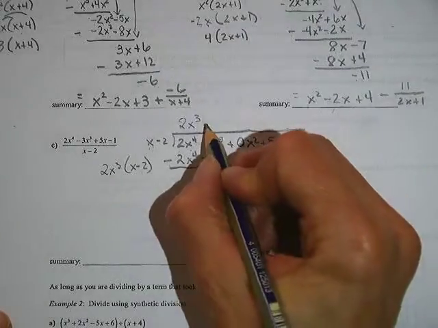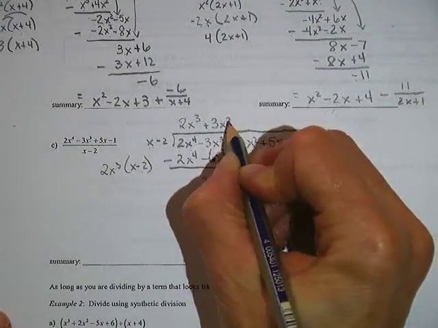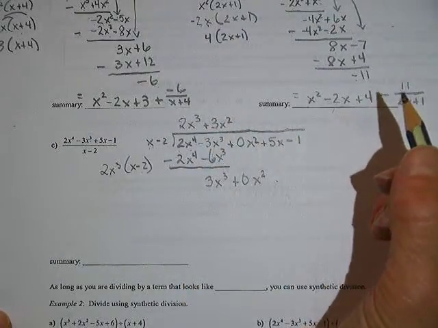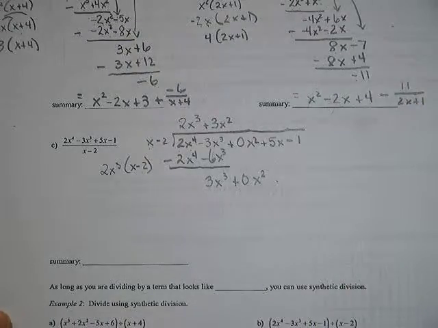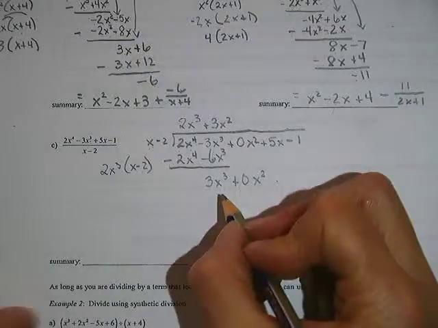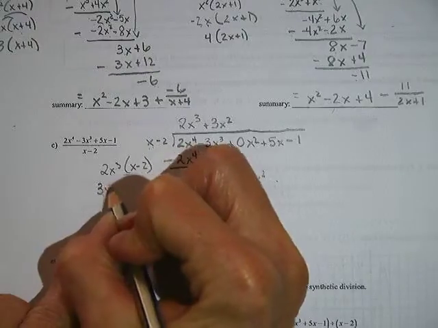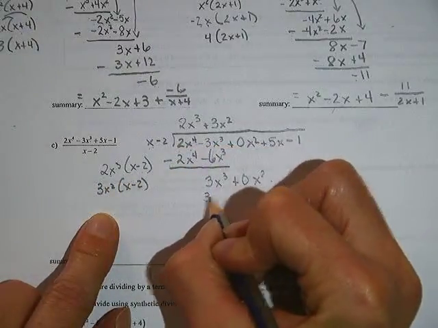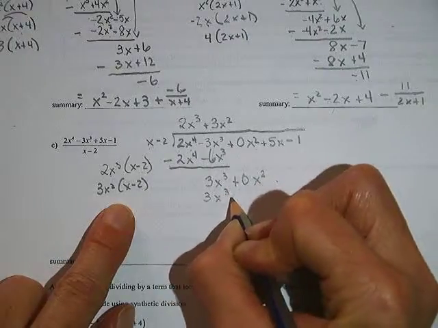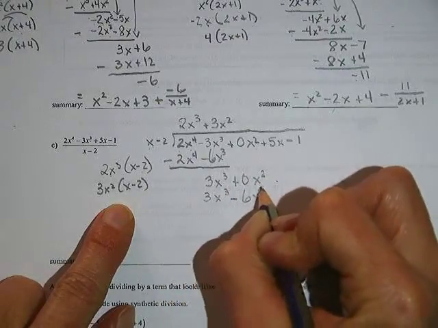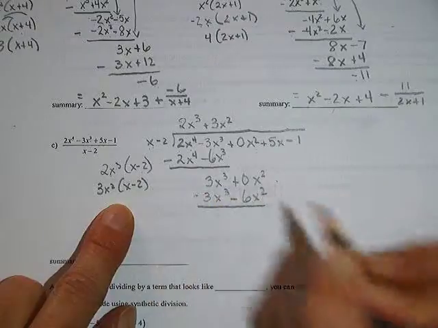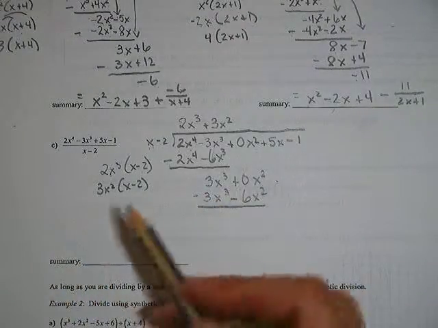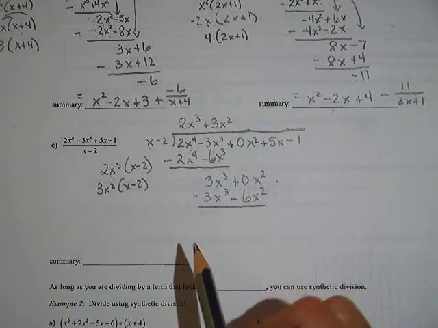Then you ask yourselves, okay, x goes into 3x cubed, or what do I need to multiply it by? 3x squared. Okay? How you doing? Doing okay? All right. So I've got 3x squared times x minus 2.